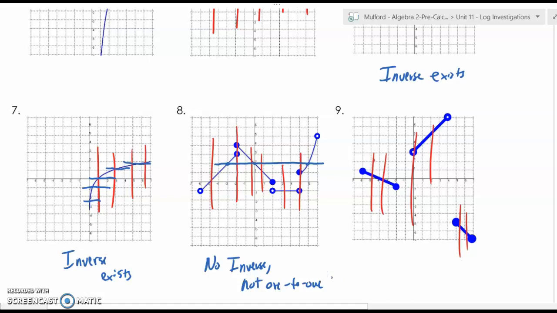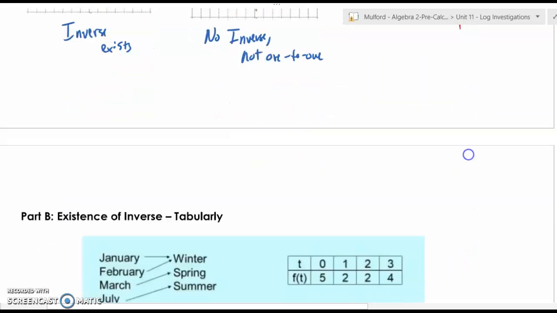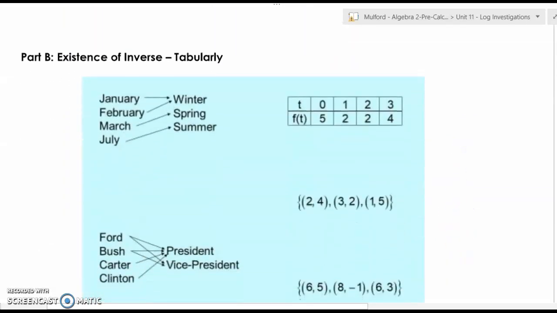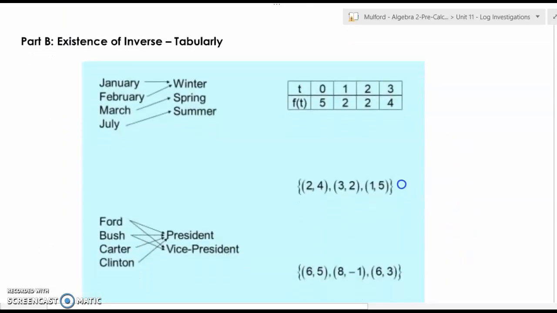So for graphs, that's what we're looking for. Can we draw a vertical line so that it doesn't cross more than once? And can we draw a horizontal line to do the same thing? If there's any place where that test fails, then the inverse does not exist. So what about tables and other relationships? Well, here's the idea. We're looking for reversibility so that I can go one way and come back the other way.